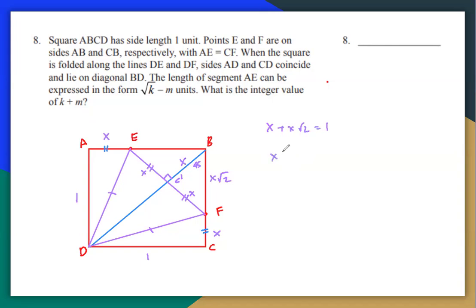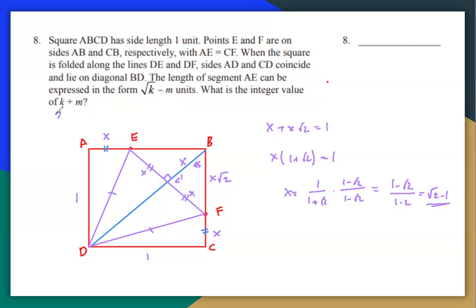And then I'd like to get X alone. So that could be written as X times (1 plus root 2) is 1. And then X should be 1 over 1 plus root 2. And I can multiply this by 1 minus root 2 on top and bottom. Then that's going to be 1 minus root 2 over the difference of squares, which is 1 minus 2. That's negative 1, so if you divide by negative 1, you end up getting root 2 minus 1, which is the form that we are interested in, which is good.